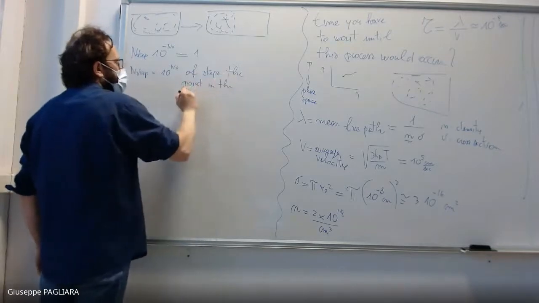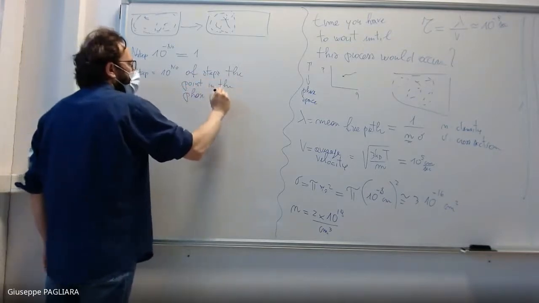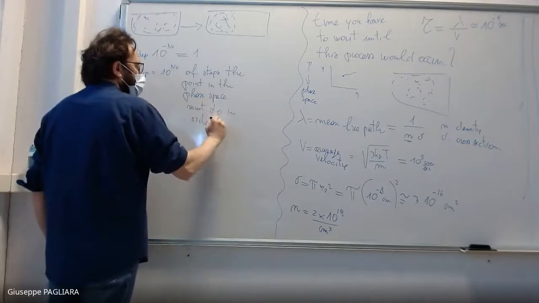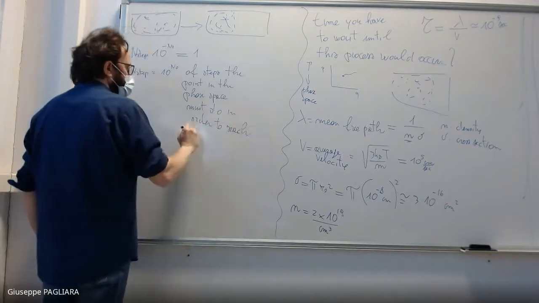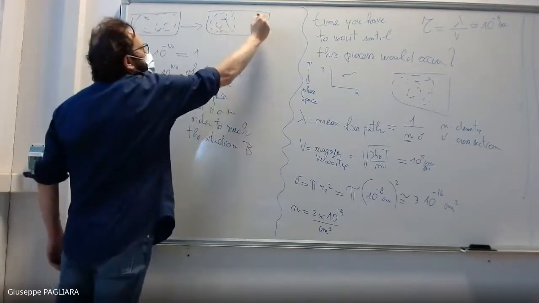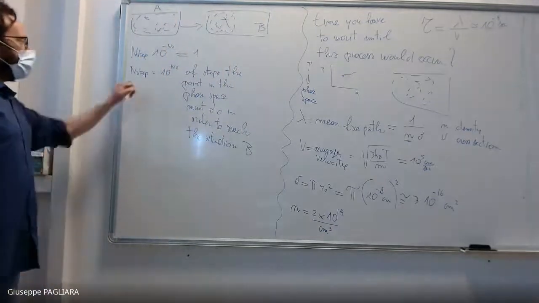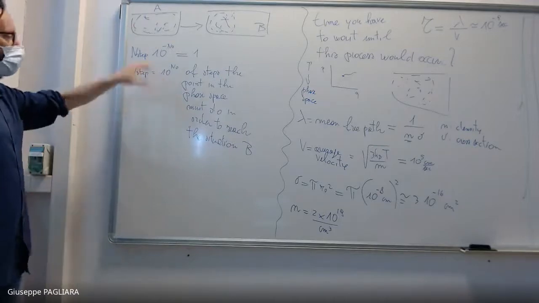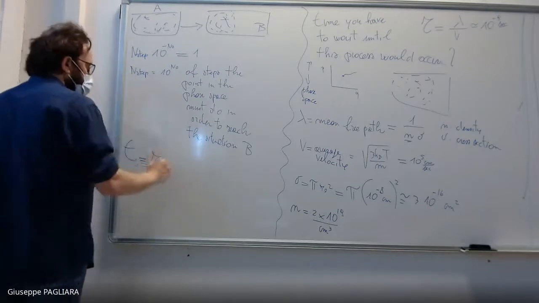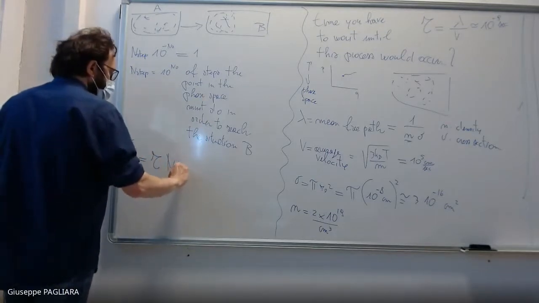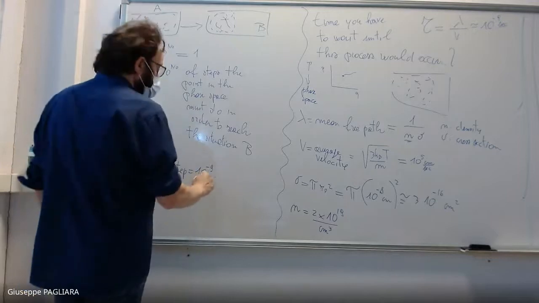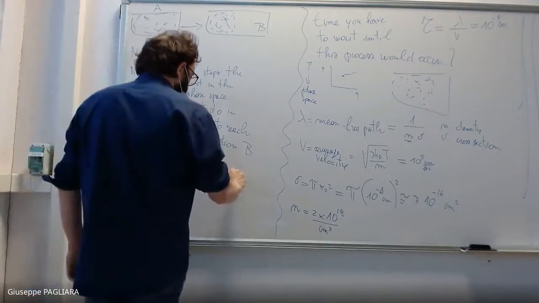This is the number of steps the point in the phase space must do in order to reach the situation that we call B. This is B and this is A. Time steps, well, with this number of steps, the total time T I have to wait is tau times this n step, which of course is 10 to the minus 9 seconds times 10 to n0.